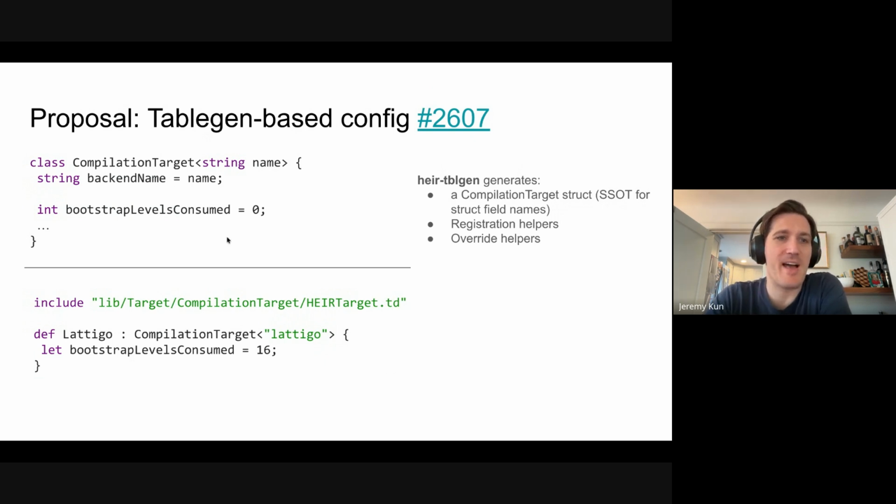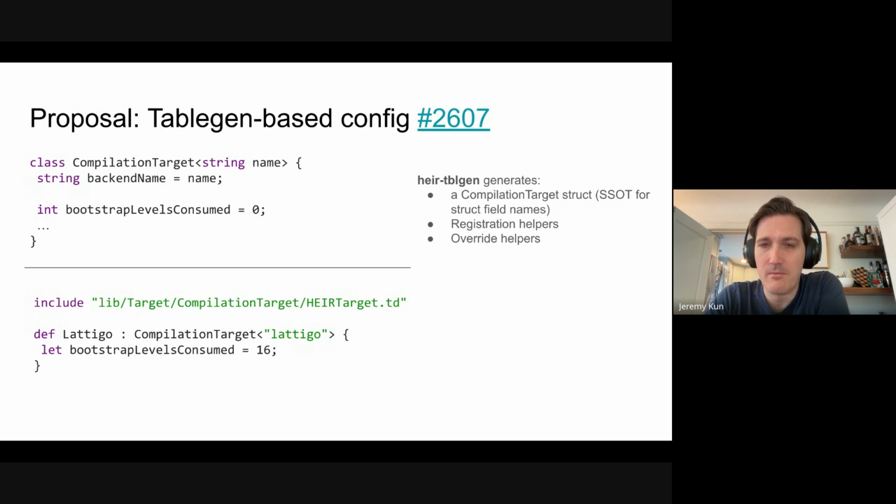So the idea is we will have a compilation target class that has a name and then a bunch of fields that correspond to the things that are configured for it. And then we can have subclasses for the OpenFHE base, and then you can have subclasses or defs of that with specifics for different flavors of OpenFHE, RNS, CKS. So for example, here's a Latigo one: you'd import the base target, and then you define Latigo's backend to have 16 levels consumed for its bootstrap.